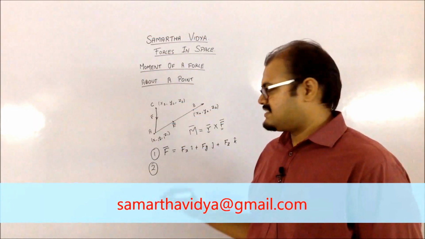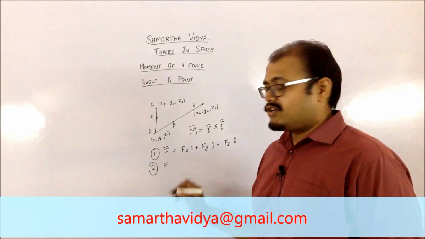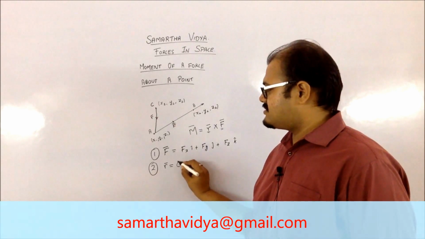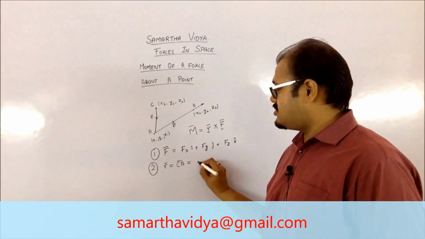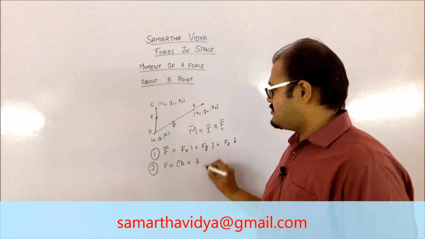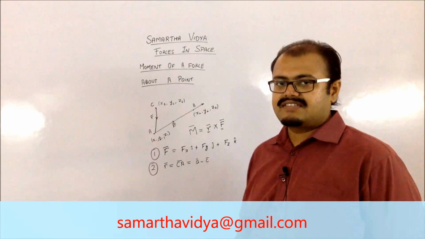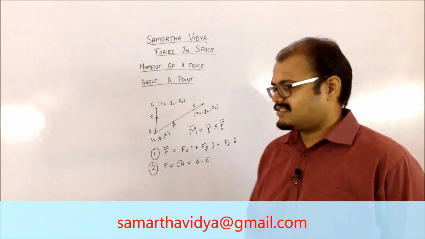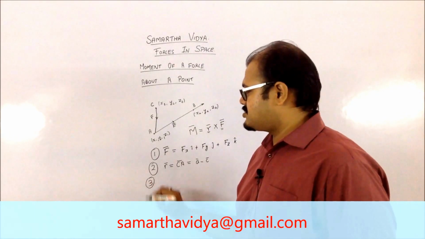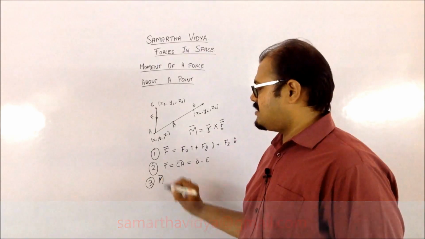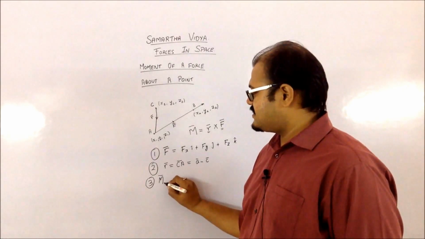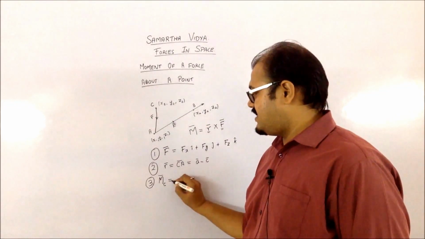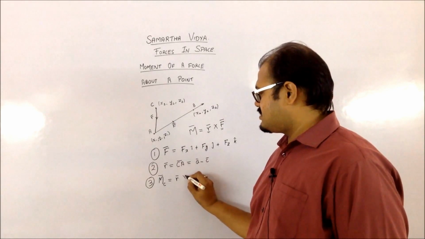The next thing which you should consider is your r bar. In this particular case, we are going to consider that as CA bar. That is nothing but the position vector of A minus the position vector of C. This also we had discussed in the previous video, so you can go and refer to that. And then the last thing which you should do is calculate your moment about the point. We will represent this as M bar about the point C, which is equal to r bar cross F bar.